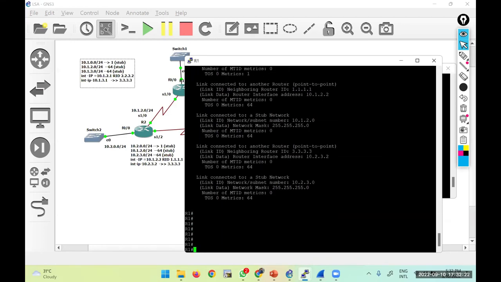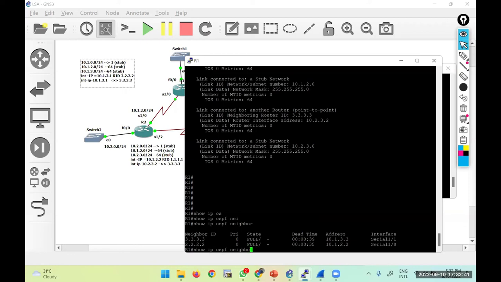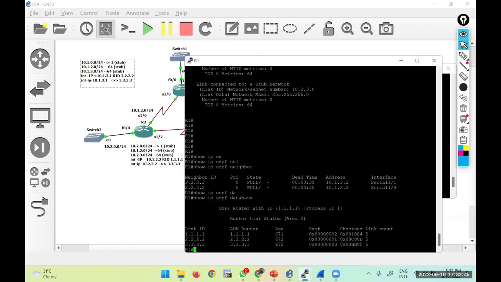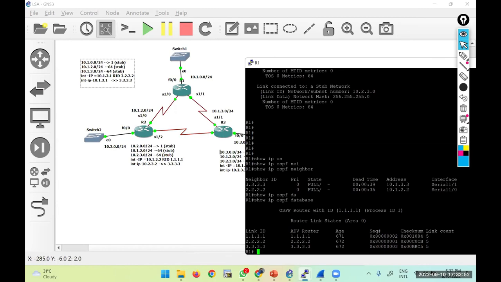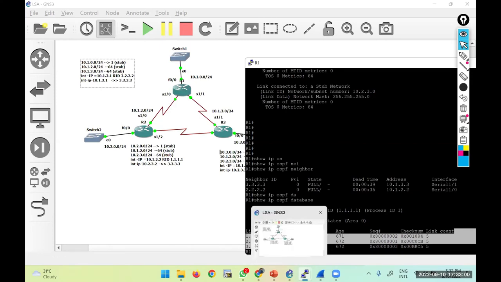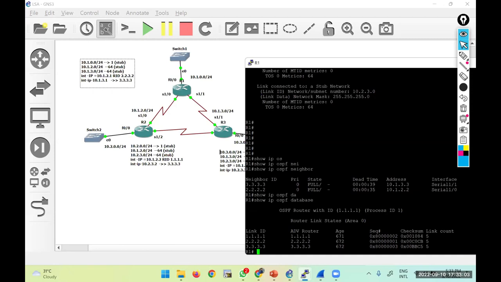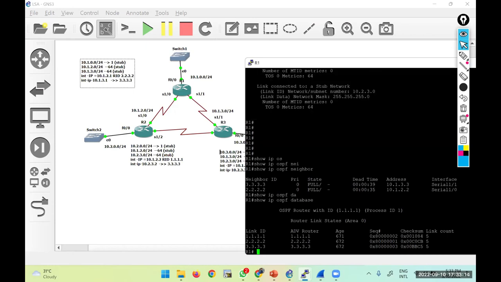So this type of LSA is called the router LSA. That means if you have 5 routers, you will have 5 LSA type 1. Show ip ospf database. As you see here, we have 3 routers, so we are getting 3 LSA type 1. If we have 5 routers in our network, then we will find 5 LSA type 1 here. And all the routers will exchange their LSA to other routers, which we already checked here, right? So this is called the router LSA.